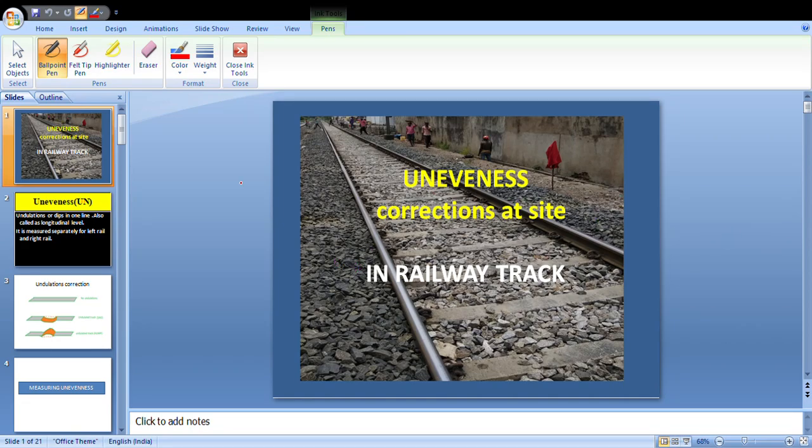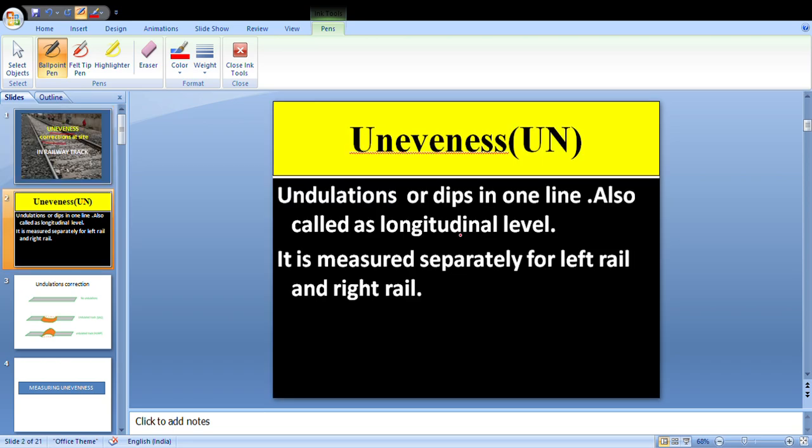Hello friends, today we will discuss how to measure unevenness and how to correct it at site. Before understanding how to correct it, let us understand the definition of unevenness.